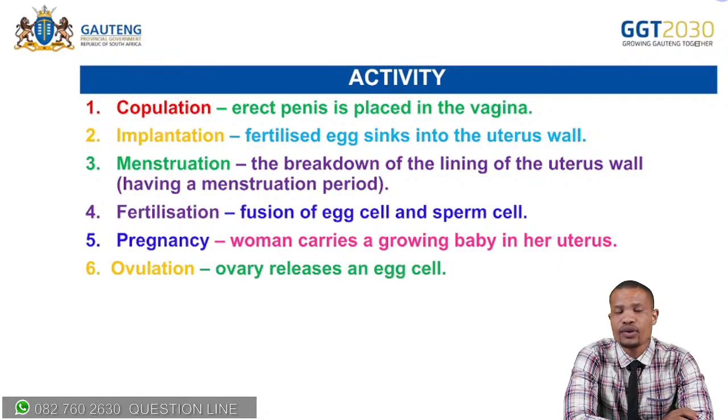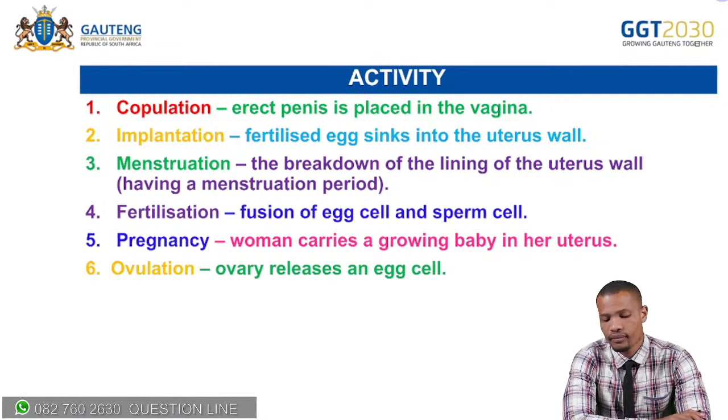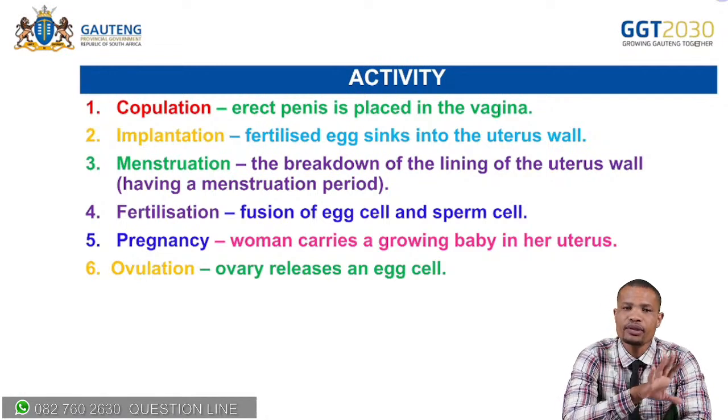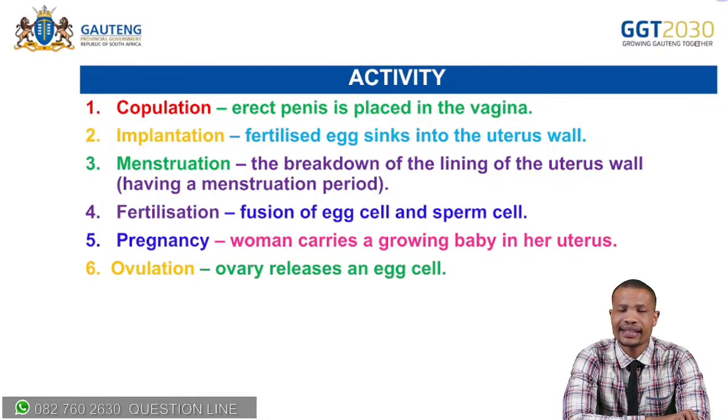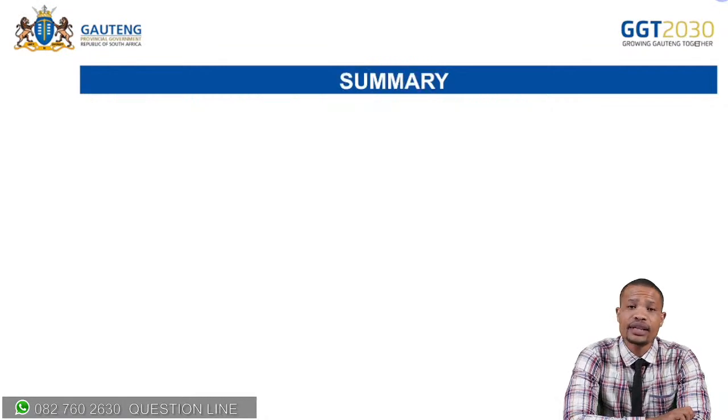The last one is ovulation. This is when the ovary releases a ripe egg cell. Okay, I hope you were able to get these ones correctly, and if you did not, I hope you were able to identify where you made mistakes, and in your tests and your exams you will do better. Okay, right, let's summarize our lesson.